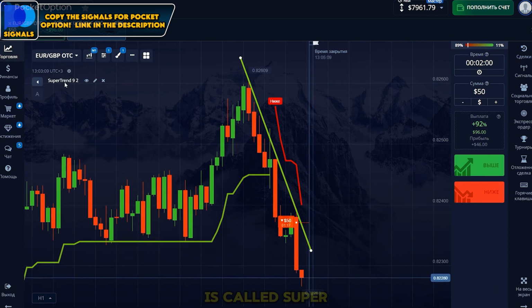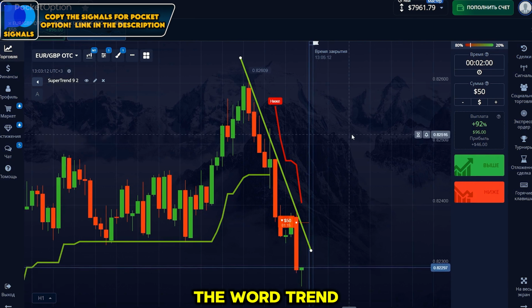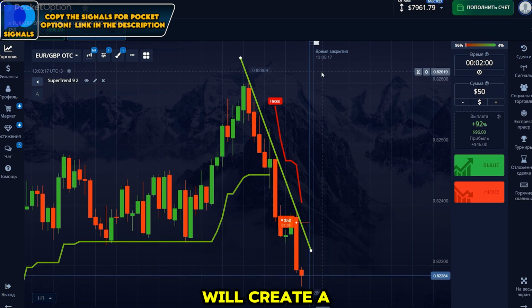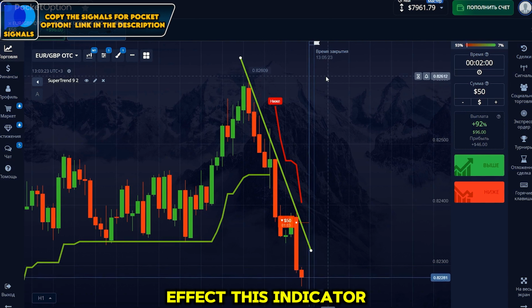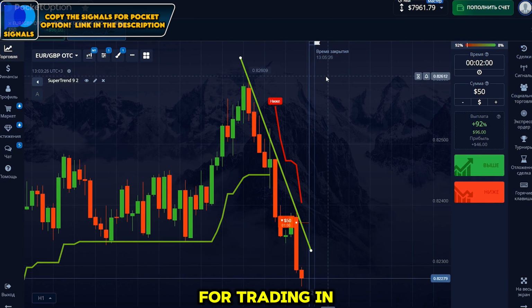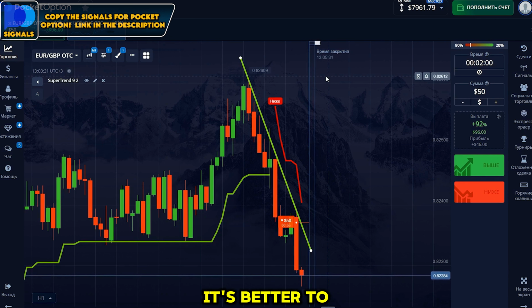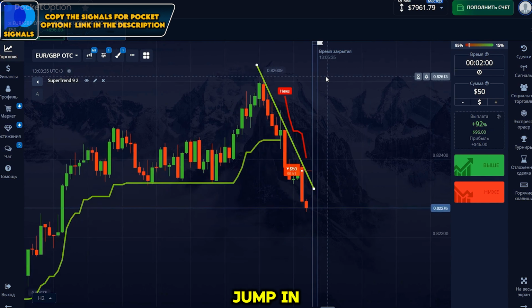Since this indicator is called Supertrend, the word trend is already in its name, so using it with trend lines will create a synergistic effect. This indicator is not meant for trading in consolidation or sideways markets. Keep that in mind. It's better to trade with the trend. So if you see that it's going, then we jump in.